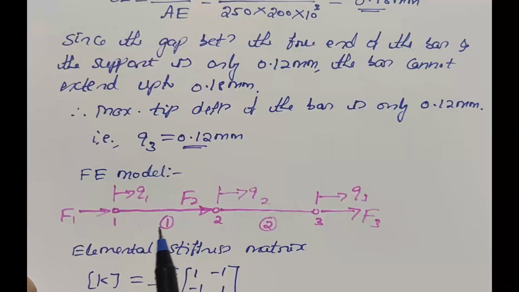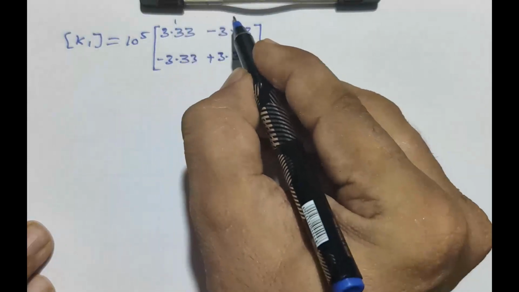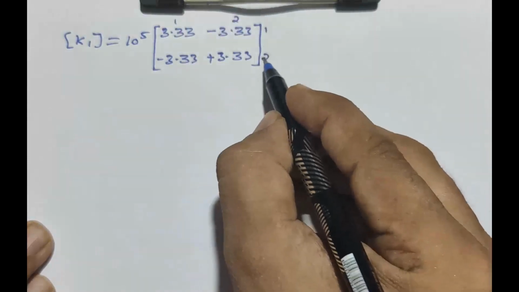Here, see the FE model. Element number 1 connects node number 1 to 2. Therefore, here you have to give the node numbering 1, 2, 1, 2.